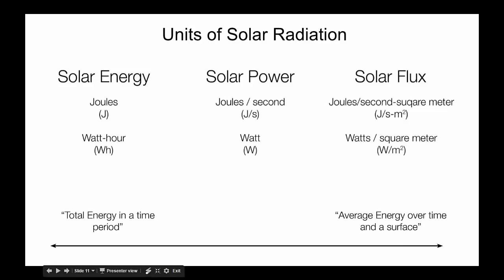And you'll see that some of the solar energy is very specific to a given situation. It's the total energy you can imagine that comes in a time period, the total energy that your building receives or something like that. So it's very specific to cases. Whereas things like solar flux are averaged over a time and over a surface. And so they're a bit more generalizable and help you compare apples to apples a little bit more easily.